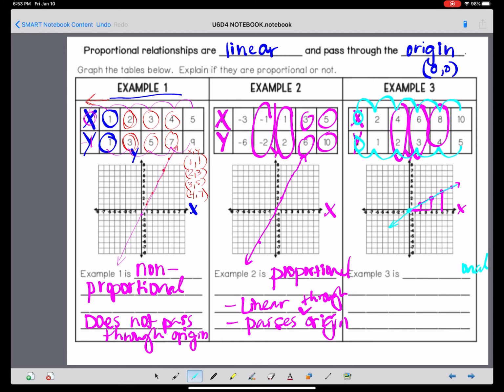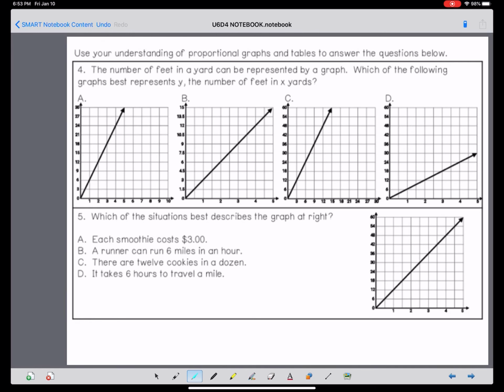And it's proportional for the same reasons. Number 1, our graph is linear. And number 2, it passes through 0, comma 0. Or you could just write it passes through the origin. We are learning a lot of new terms today.